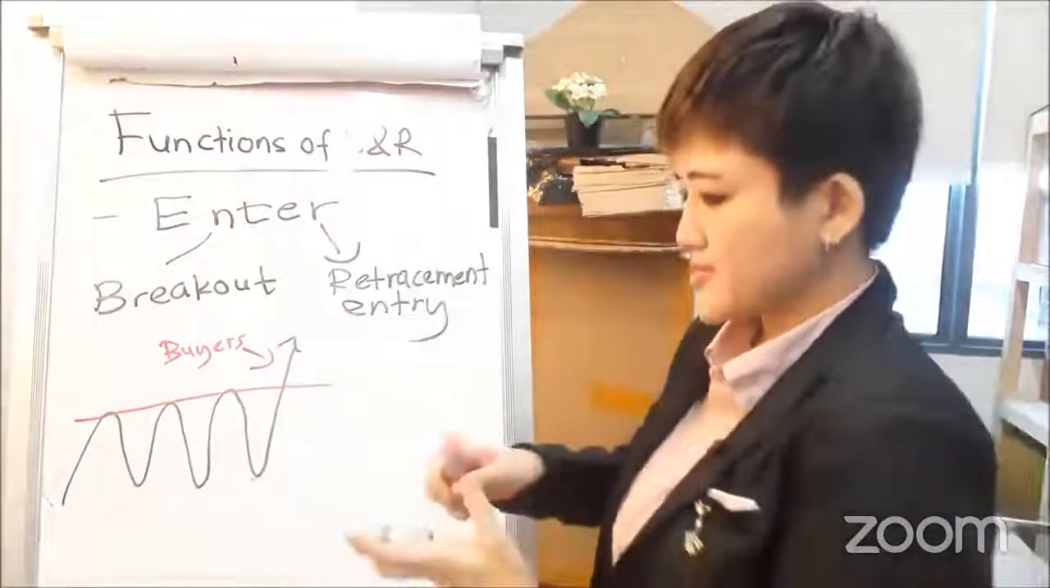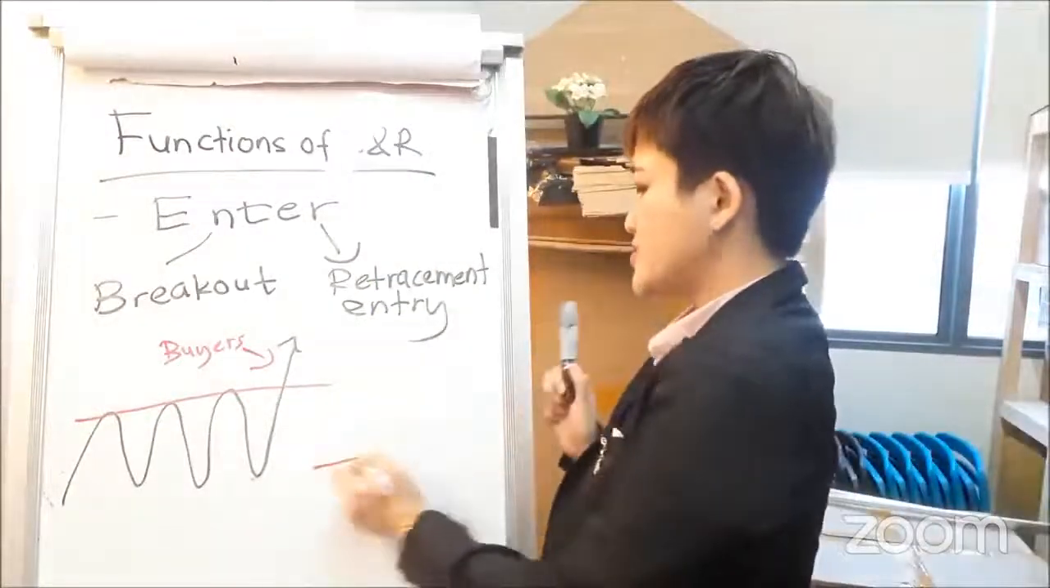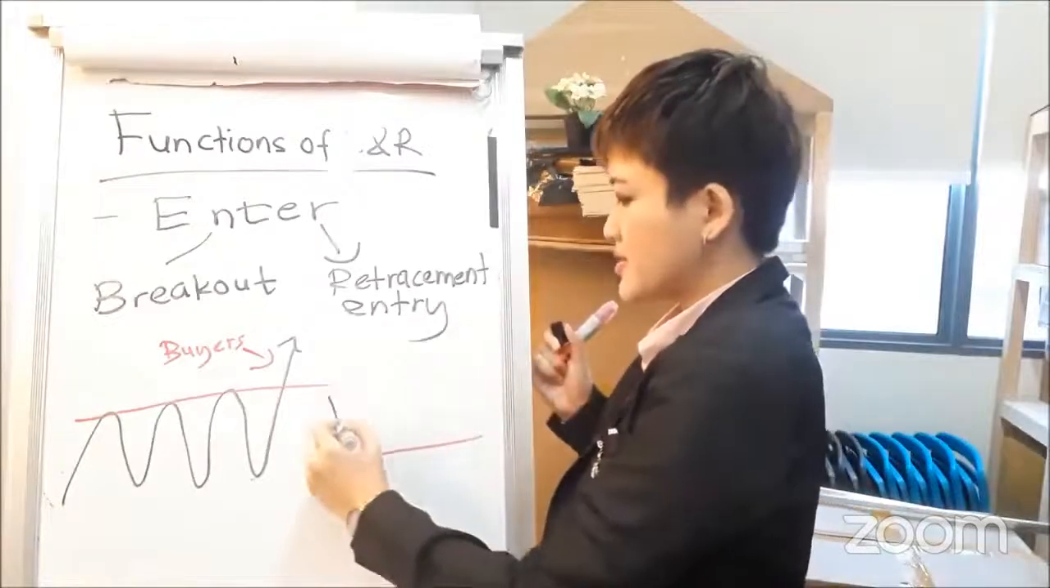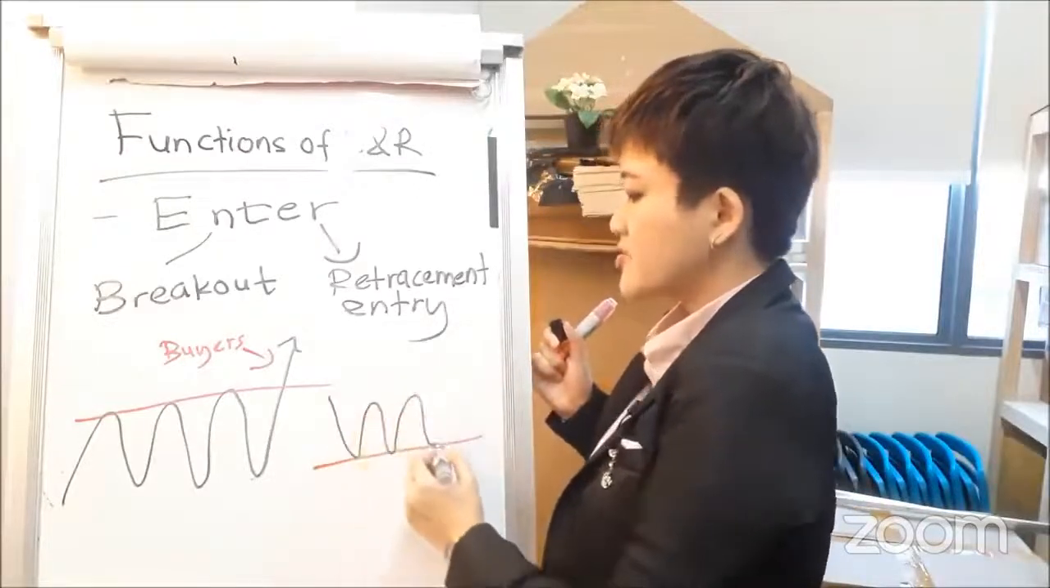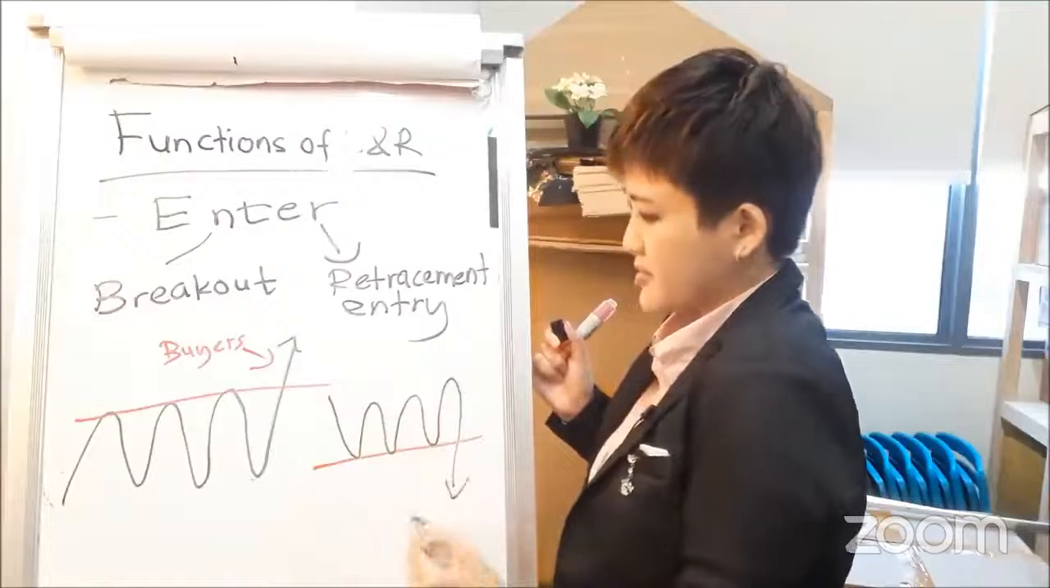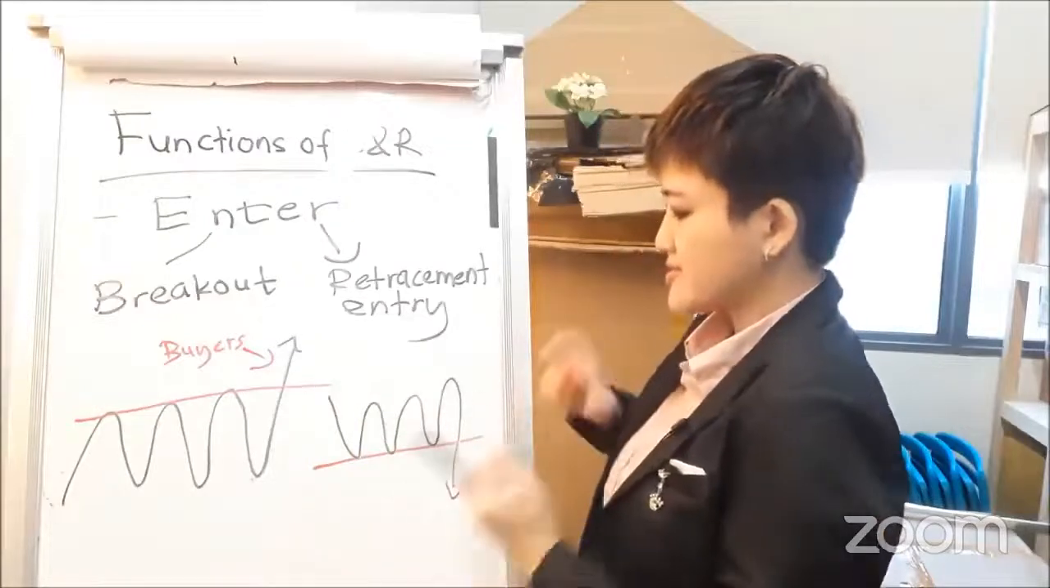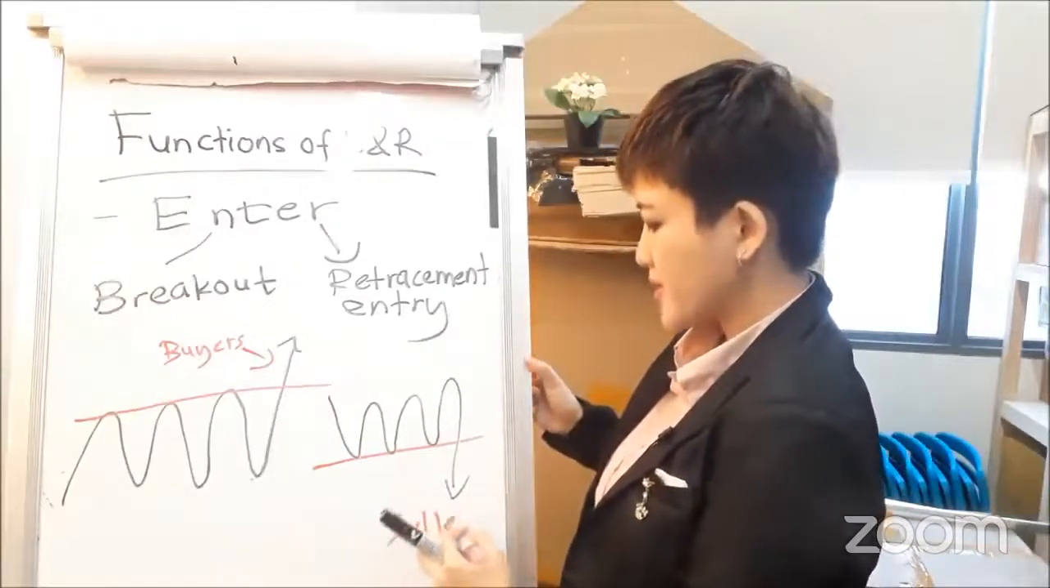How about for support? It's the other way around. For support, when the price comes down here, tests a couple of times, 3 times, breaks the support, this will attract sellers to trade the breakout.